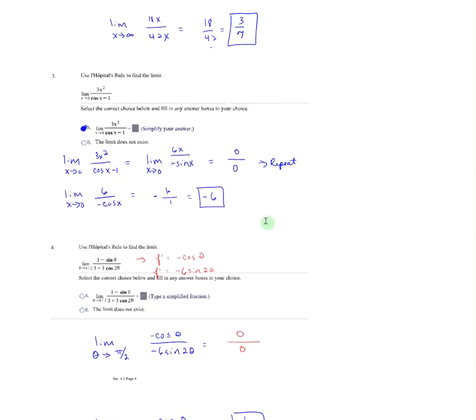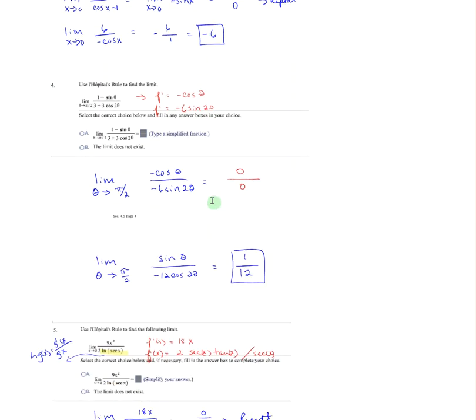Let's look at number 3. We've got, as you approach 0, 3x squared over (cosine x minus 1). If we take the derivative of the top and bottom, we have 6x over negative sine x. The sine of 0 is 0, so that doesn't work. We have to repeat. Then the derivative of this is 6. Derivative of this is negative cosine x. We can now put in 0. And we have negative 6 over 1, and that is negative 6.